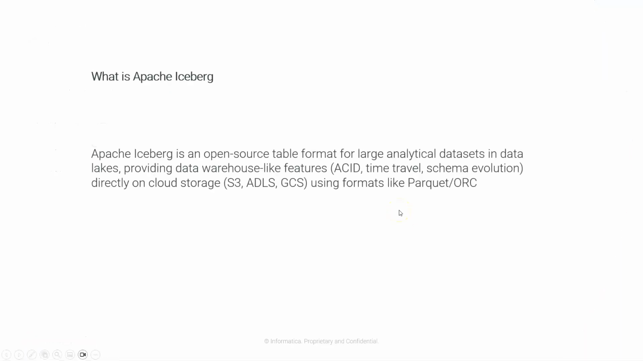Moving on. What is Apache Iceberg? Apache Iceberg is an open source table format for large analytical datasets in data lakes, providing data warehouse-like features, ACID, time travel, schema evolution directly on cloud storages, S3, ADLS, GCS using formats like Parquet or ORC.